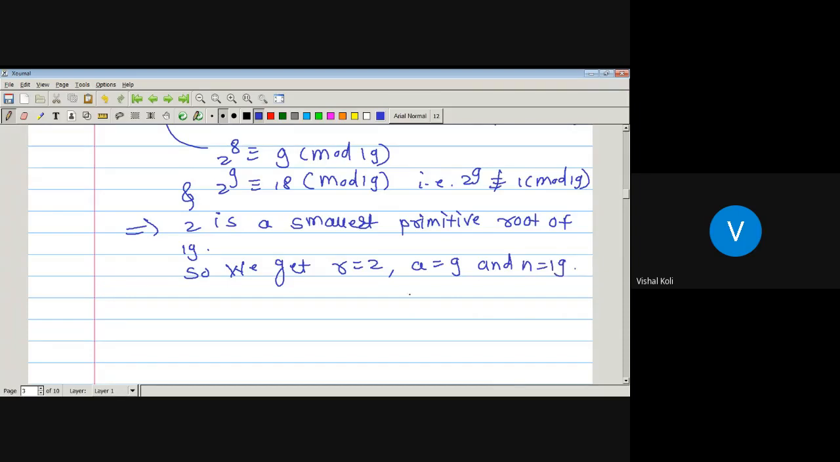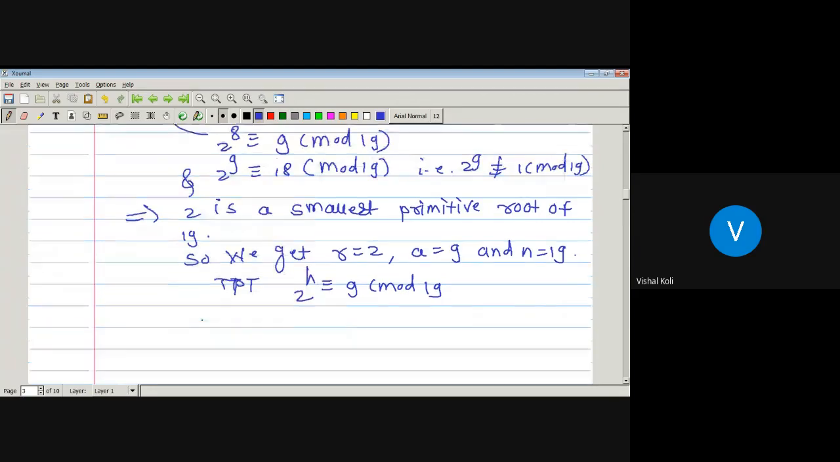Now we have to find out the index of 9 modulo 19. That is, we have to find out the smallest positive integer h such that r to the power h is congruent to 9 modulo 19. But here r is nothing but 2. Now we have to find out the smallest positive integer h such that 2 to the power h is congruent to 9 modulo 19.